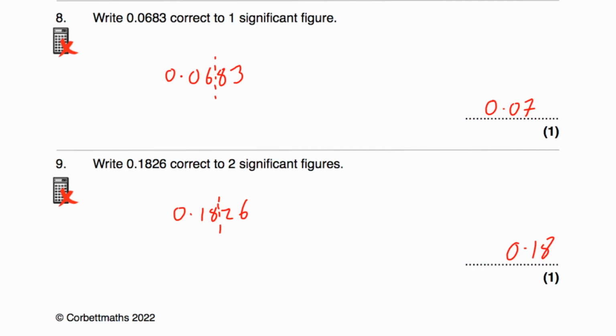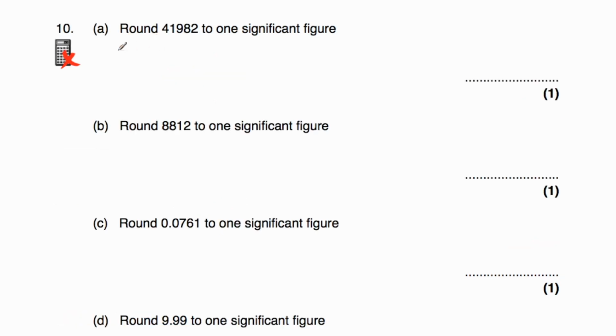Okay, let's have a look at our next question, question number 10. So question number 10a, we've been asked to round 41,982 to one significant figure. So that means our choices will either be 40,000 or 50,000. This is closer to 40,000, so our answer will be 40,000.